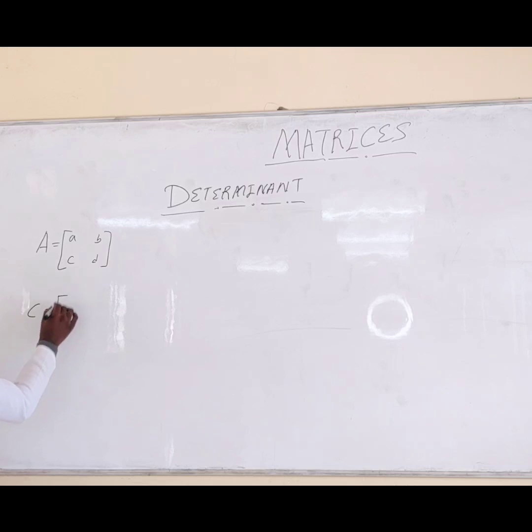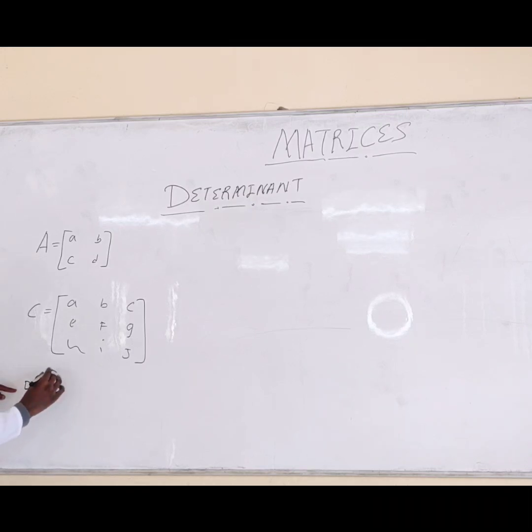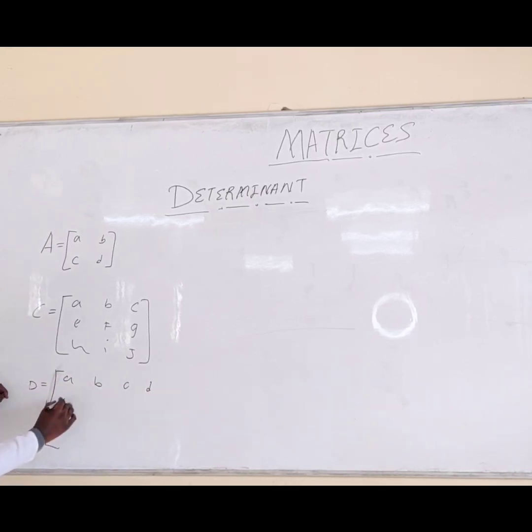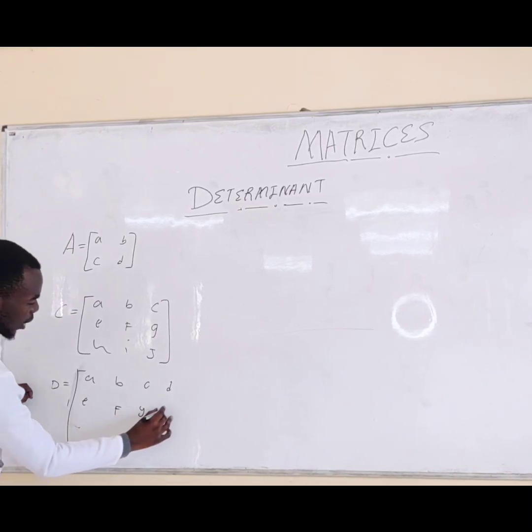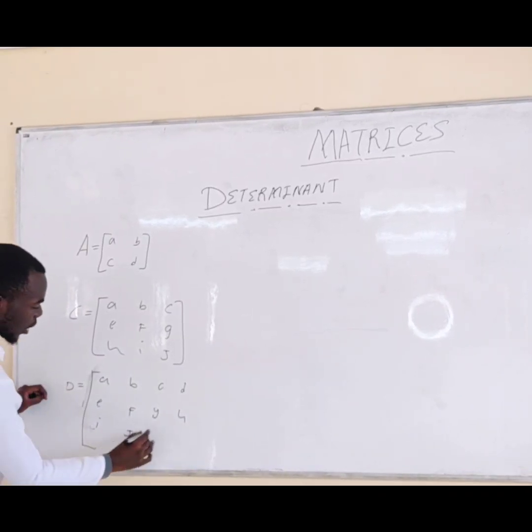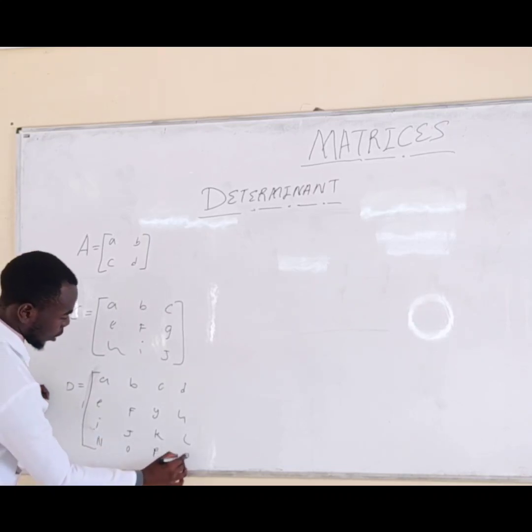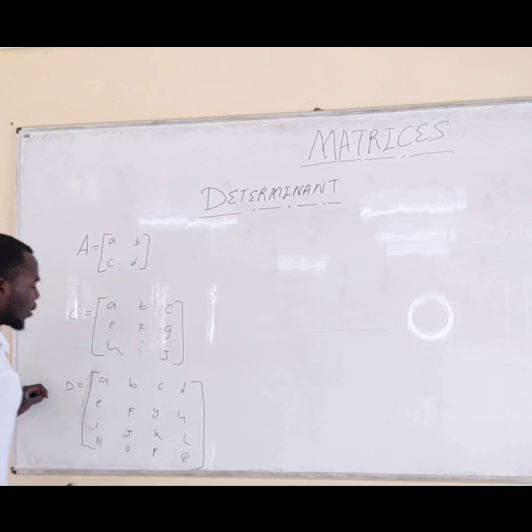Then your C, you are given something like this: A, B, C, E, F, G, H, I, J. You have something like this. Then your matrix D is A, B, C, D, E, F, G, H, I, J, K, L, N, O, P, Q. You have something like this.